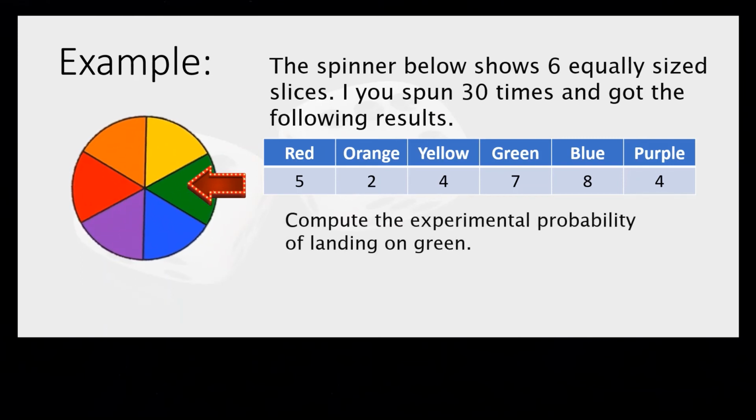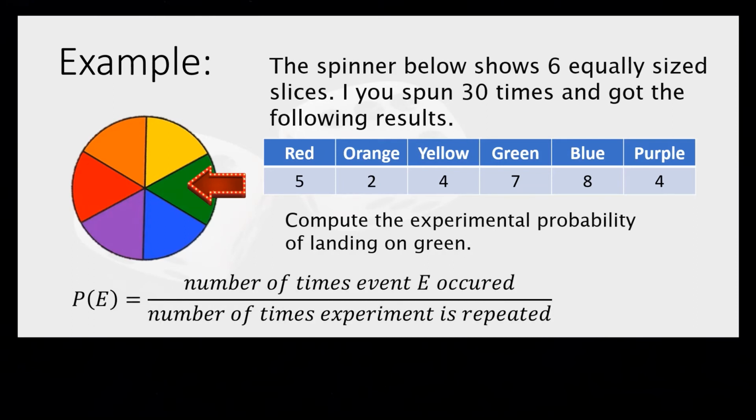And lastly, compute the experimental probability of landing on green. So using our formula, number of times that landed on green, we have 7. Number of times the experiment is repeated, we have 30. So therefore, the probability of landing on green is 7 over 30.